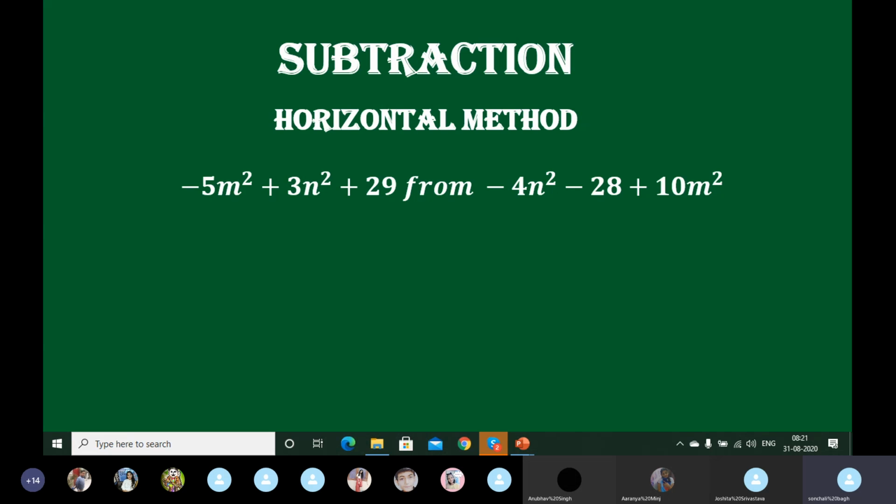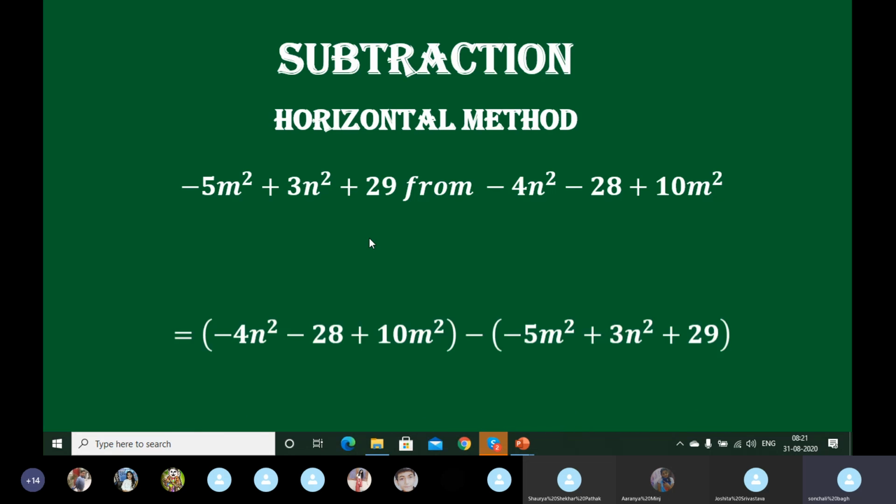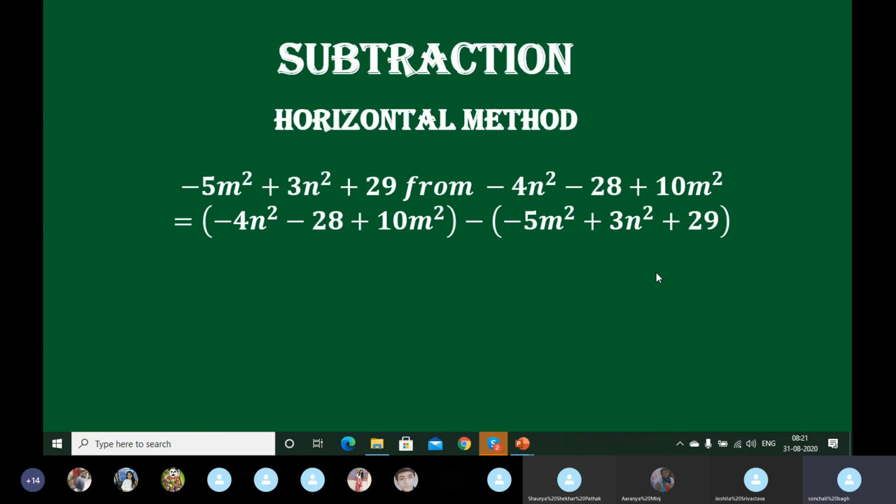Same method. Remember the horizontal method of addition. The method will be same. So can anyone tell me which will be my first term in my brackets? Which set should be written first? It's a case of a subtraction. Minus 4n square minus 28 plus 10m square will be written first. Then we'll put a minus sign in place of from, and then in bracket we will write 5m square plus 3n square plus 29. So this was the first difference.